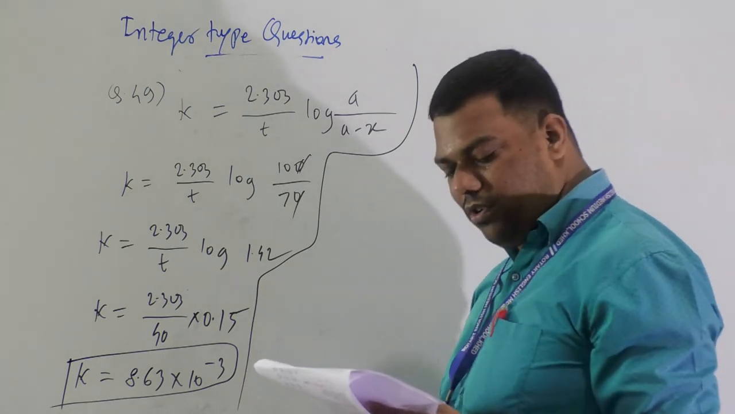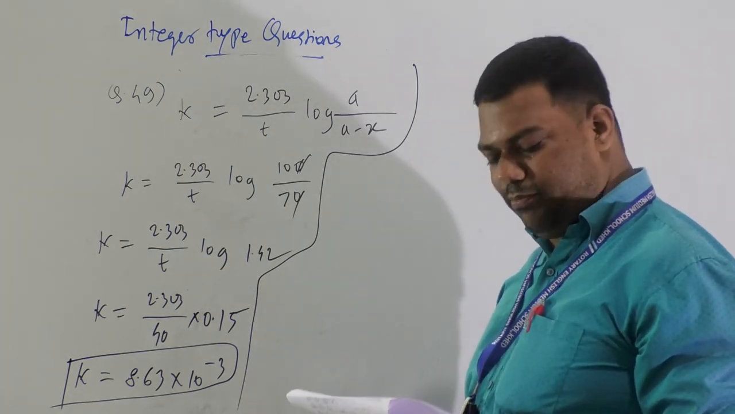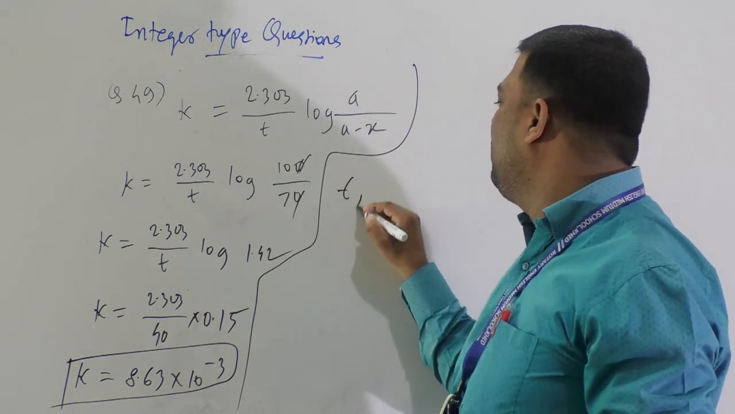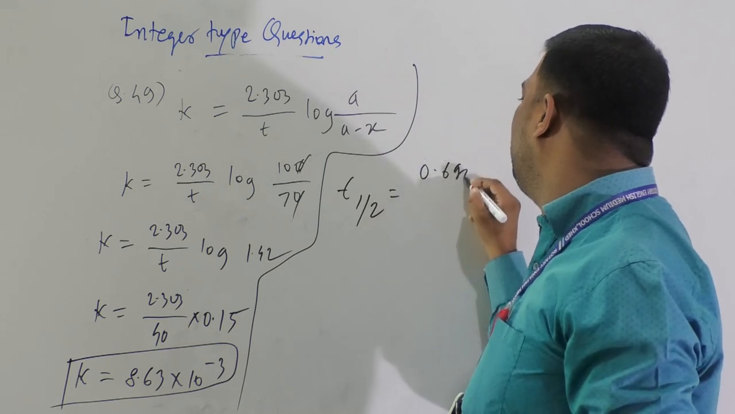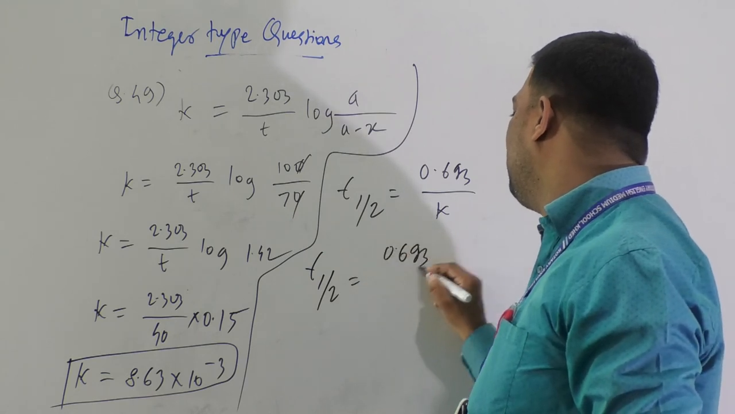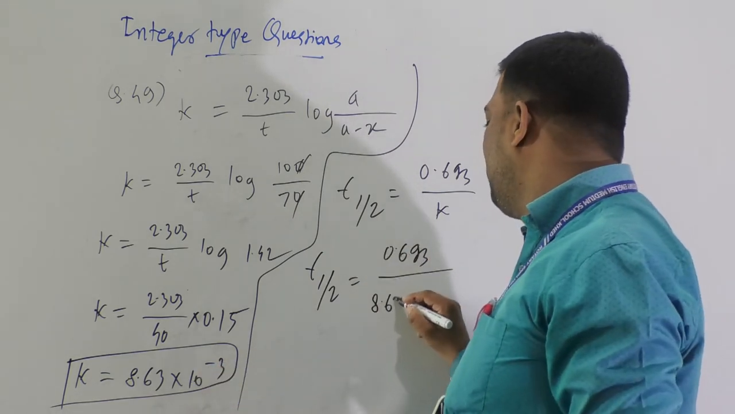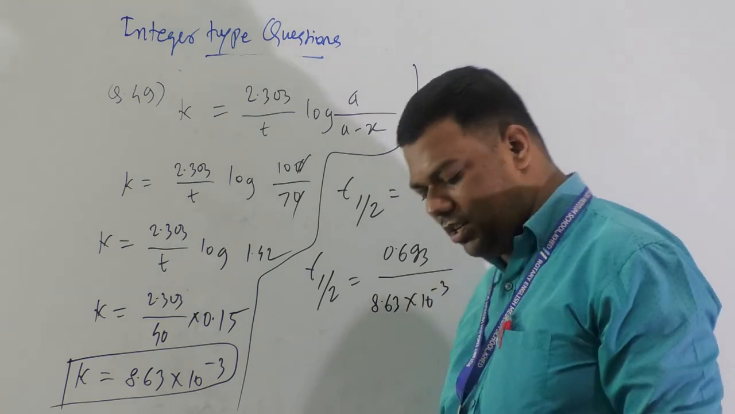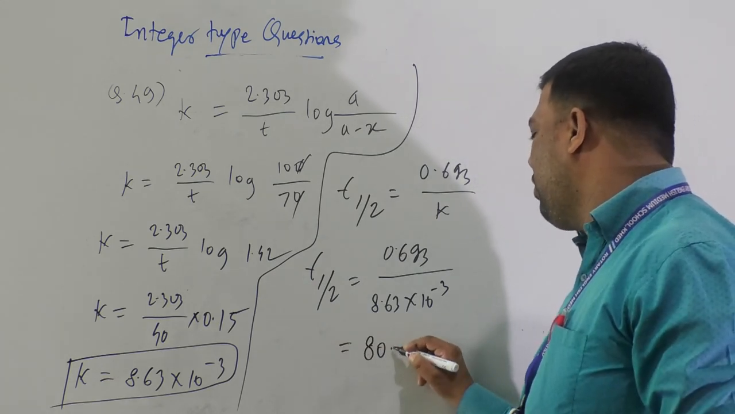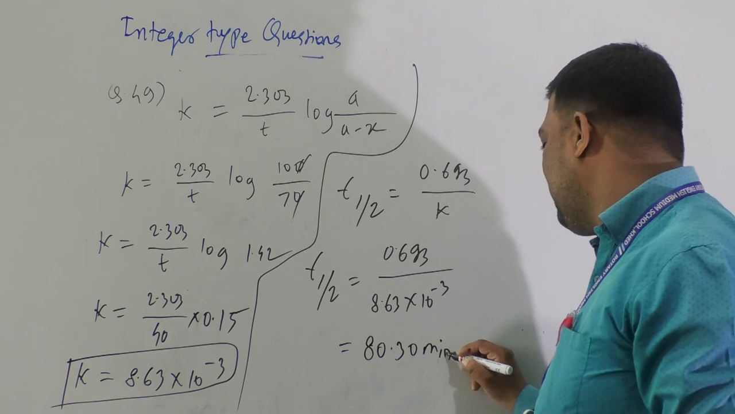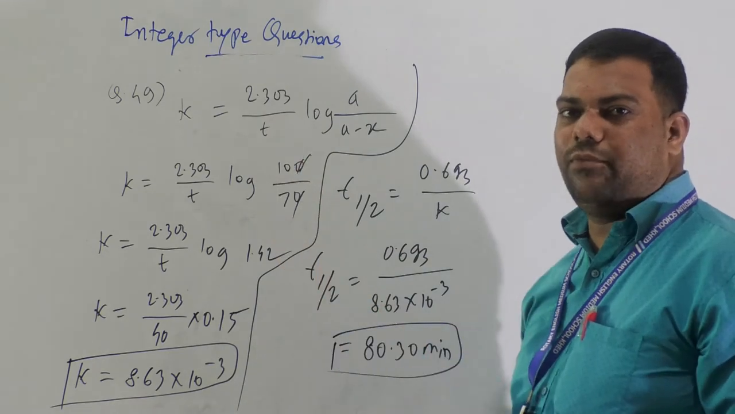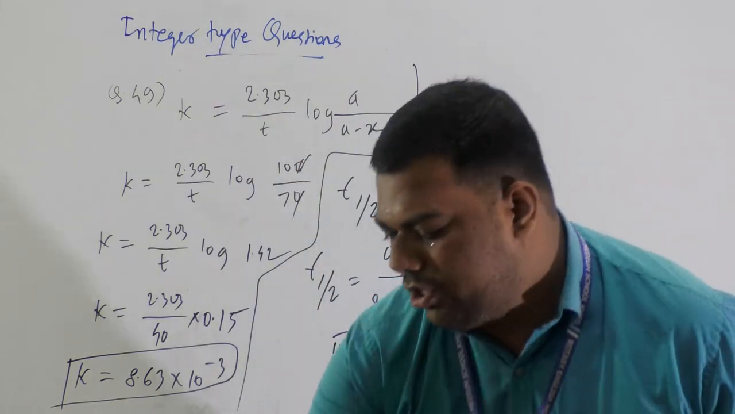Here we calculated K, but what we have to calculate is T half. So again, T half is equal to 0.693 by K, so T half is 0.693 divided by 8.63 into 10 raised to minus 3. Then your answer will come, near about 80.30 minutes. That is your T half. This is an integer or numeral type question. I hope you understood all this.